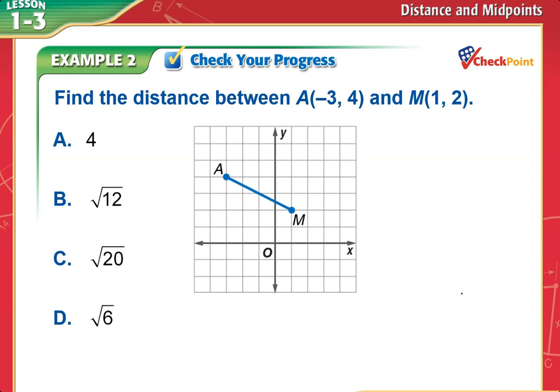All right, go ahead and find the distance between -3, 4 and 1, 2. Please pause your video. Ends up with the square root of 20.